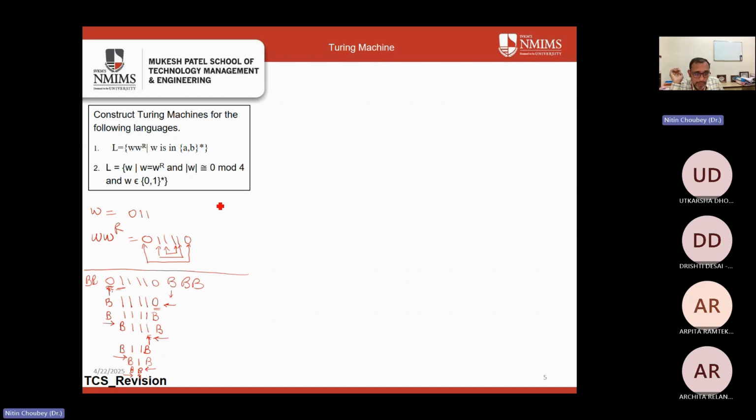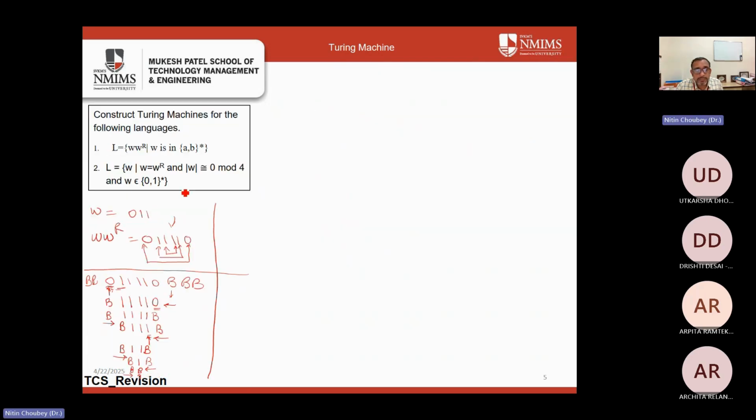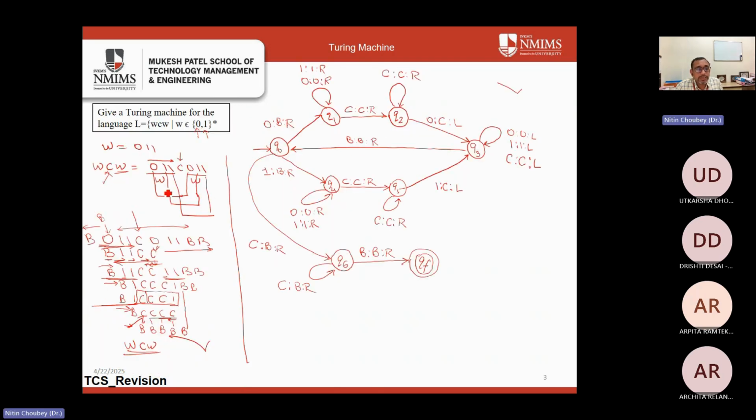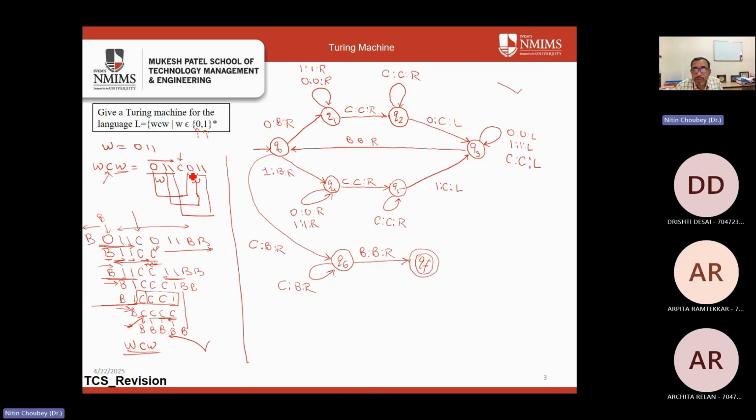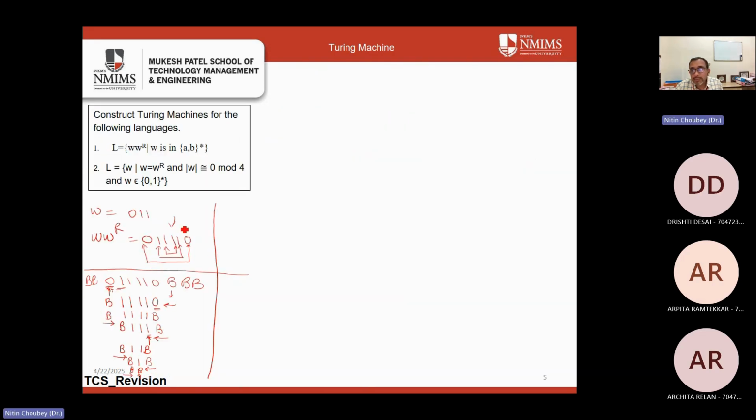I have described this logic in terms of zeros and 1s. The similar type of logic we have seen in WCW also, zeros and 1s. Here the difference is that we were looking for the first symbol in W, whereas here we are looking for the last symbol, because this is not WW, this is WWR.